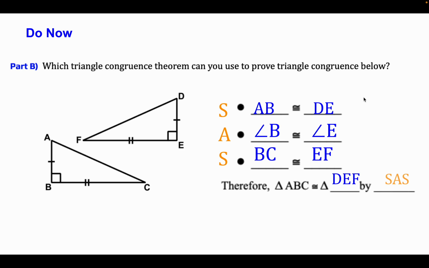Part B. Which triangle congruence theorem can you use to prove triangle congruence below? So I have side, angle, side, side, angle, side. So I'm missing my segment notation. You need a segment on top of AB, DE, BC, and EF, so please add that. So AB has one tick mark, so that's congruent to DE. So we're going to build on corresponding sides and angles.